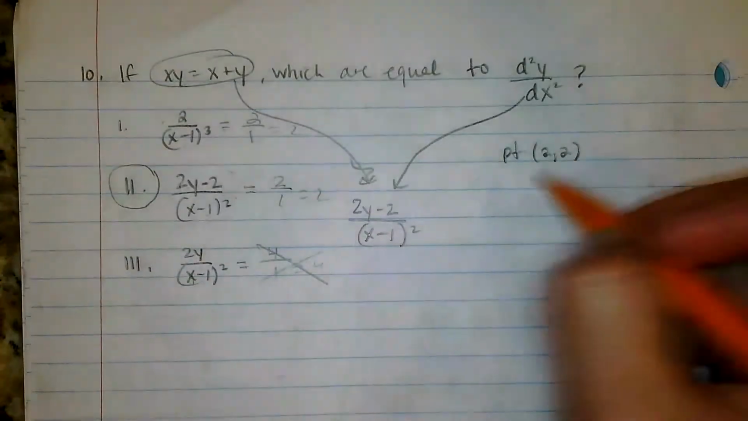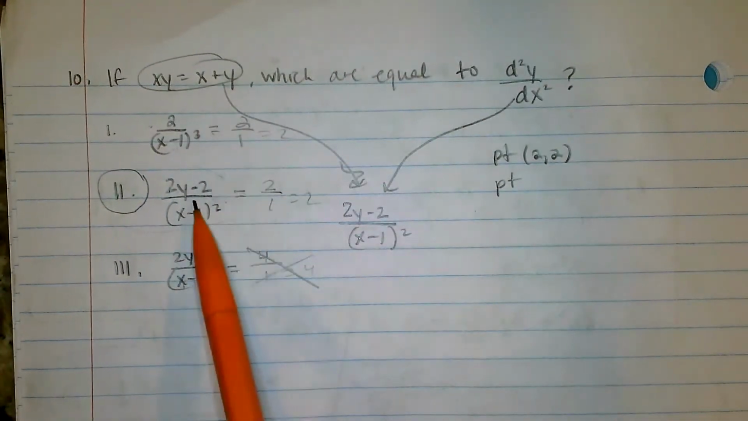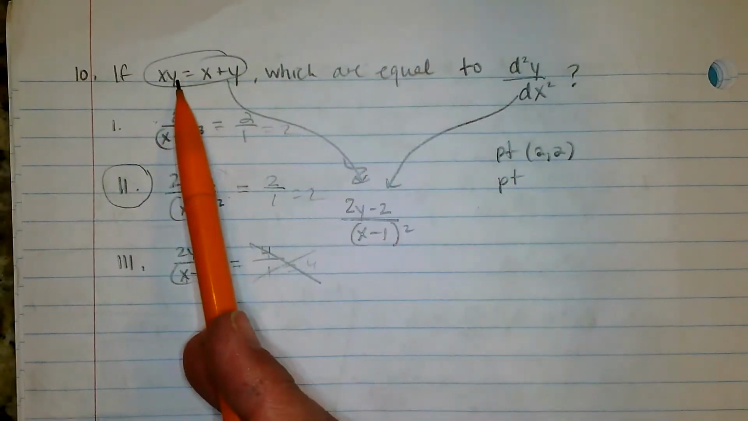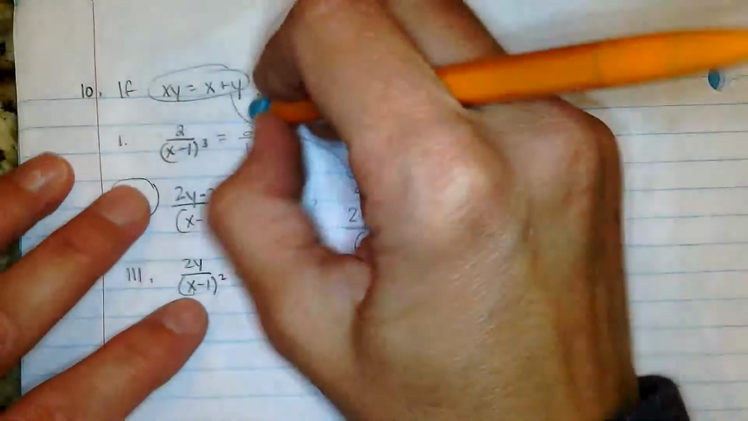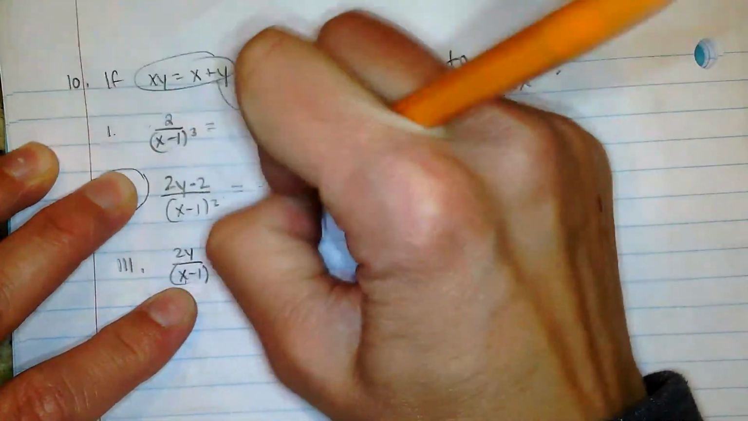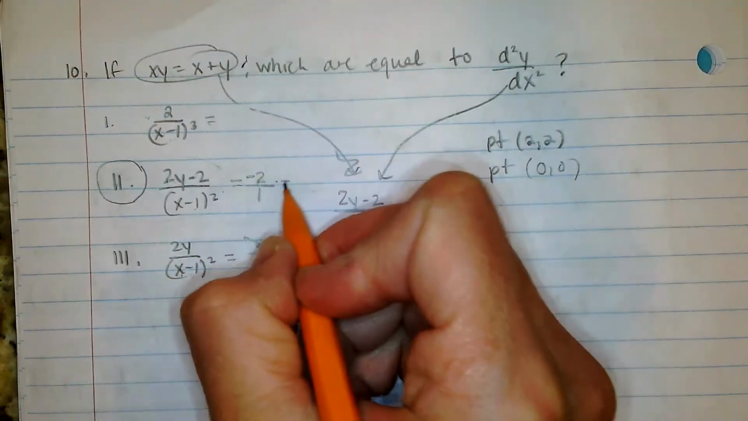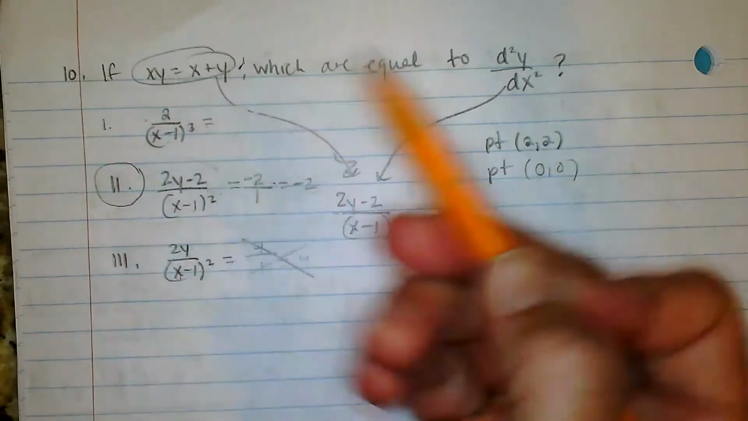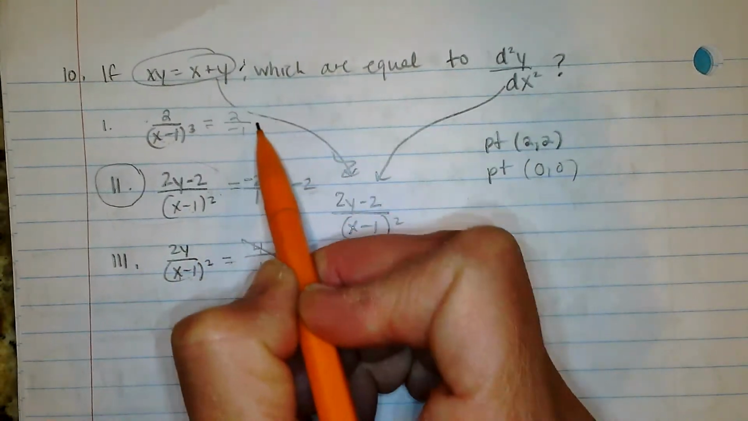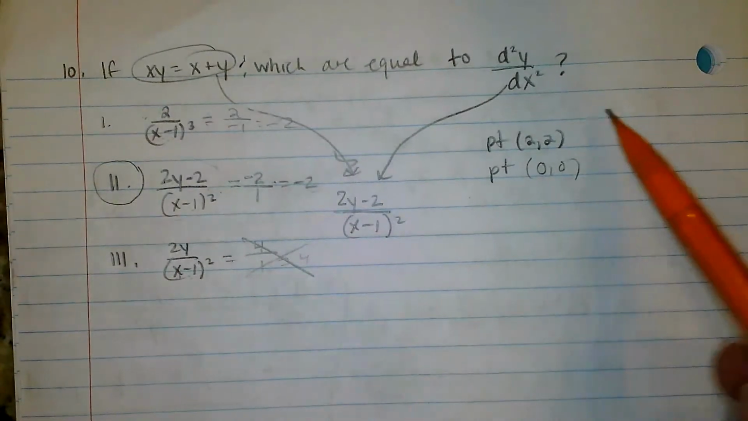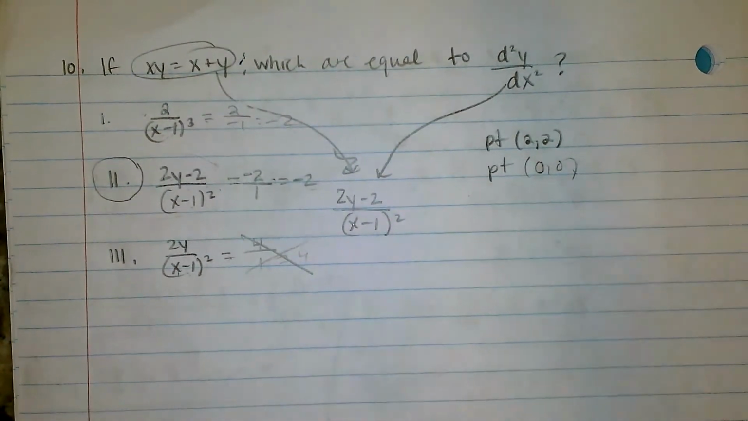This could be coincidental though, so you'd find another point that is on your curve and check the second derivative there and there again. So let's take (0, 0) for instance. That also works: 0 times 0 equals 0 plus 0. If you plug in 0 to the one we know is correct, you get negative 2 over 1, which is negative 2. If you plug in 0 here, you get 2 over negative 1 cubed, which is negative 1. You also get negative 2. So 1 can be coincidental. 2 could be coincidental, but we're a little more certain that that's accurate.